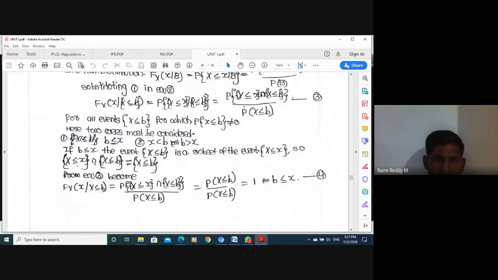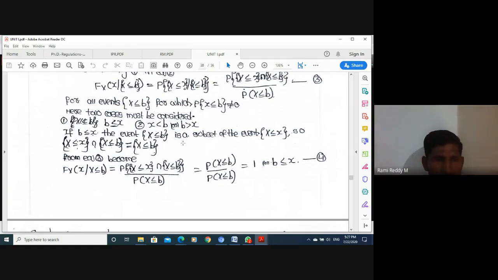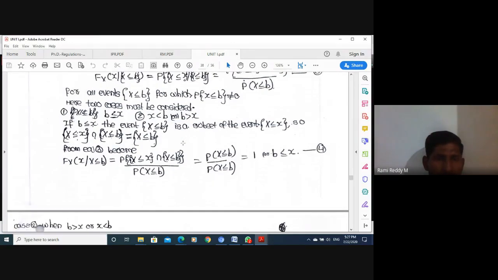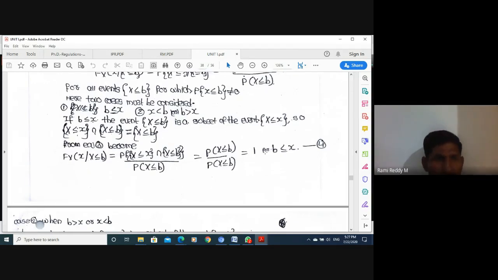Here we need to consider two cases: b is less than or equal to x, or b is greater than x. The first case, if b is less than or equal to x, the event {X ≤ b} is a subset of the event {X ≤ x}. So we can write P(X ≤ x ∩ X ≤ b) equal to P(X ≤ b), and equation 3 becomes like this. F_X(x|X ≤ b) becomes 1.